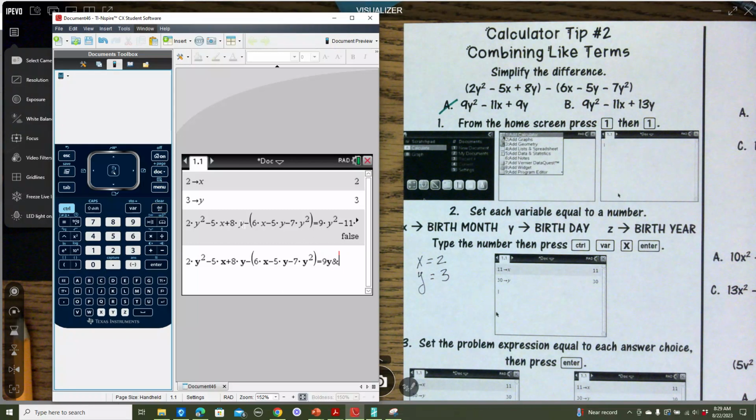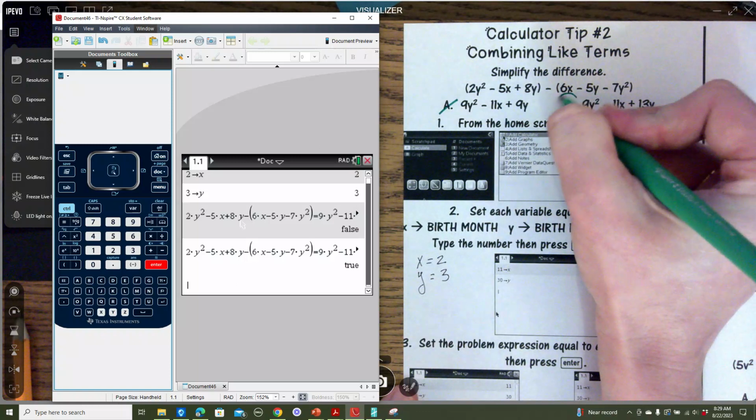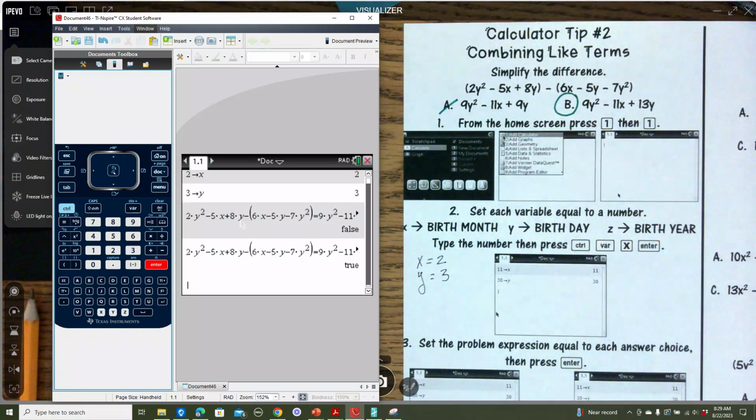9y squared minus 11x plus 13y. Hit enter and it says true. So if they match and they're the same, it says true. If they don't match, it says false, and that's not a right answer. Again, this only works on multiple choice. We will have a day this week where we do multiple choice ones where you can use this skill.